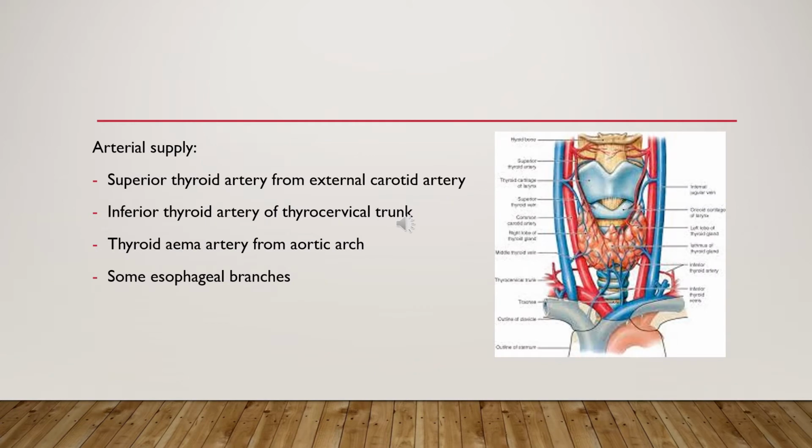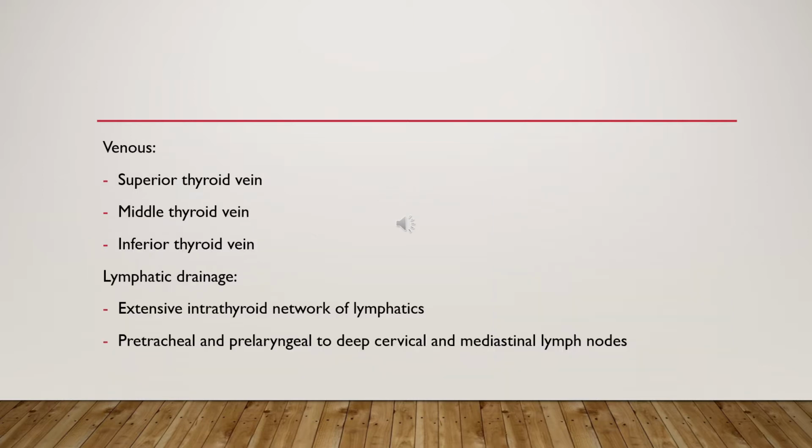The arterial supply: the superior thyroid artery, a branch from the external carotid artery; the inferior thyroid artery, a branch of the thyrocervical trunk; the thyroidea ima artery from the aortic arch; and some esophageal branches contribute to the blood supply of the thyroid gland. Venous drainage is through the superior thyroid vein, middle thyroid vein, and inferior thyroid vein, while its lymphatic drainage is through an extensive intrathyroid network of lymphatics, pretracheal and prelaryngeal, to deep cervical and mediastinal lymph nodes.